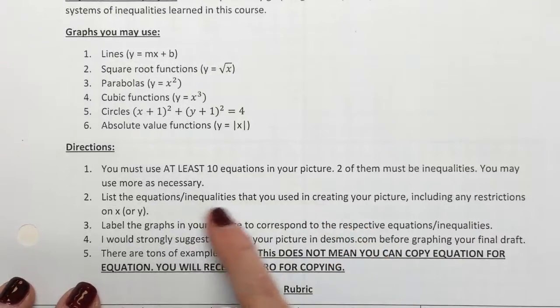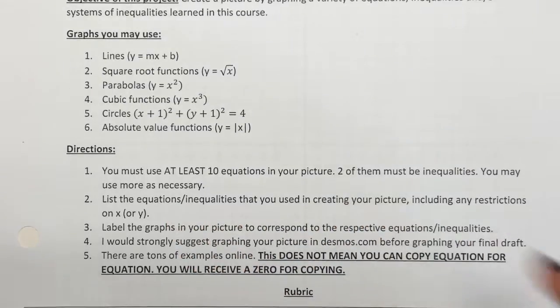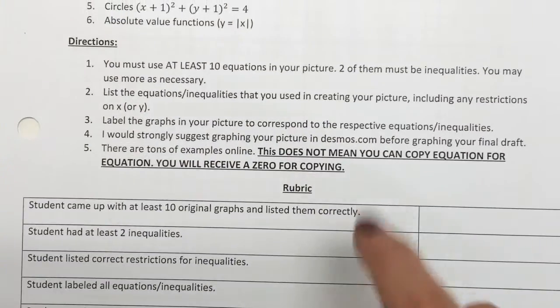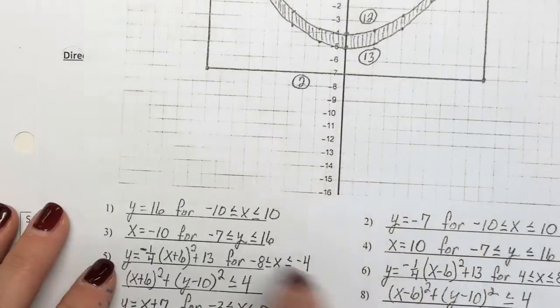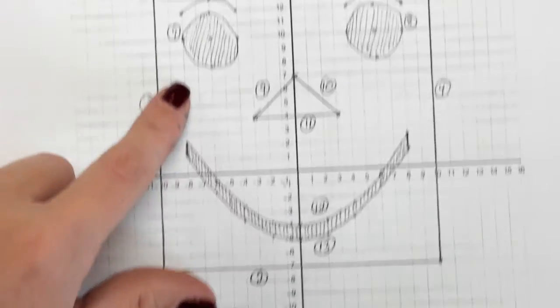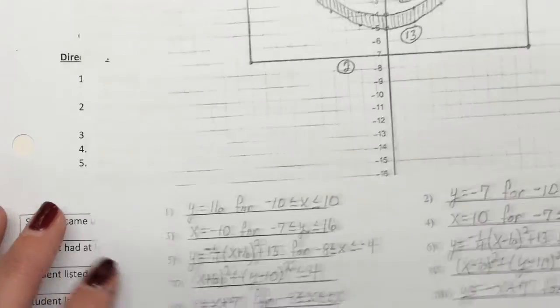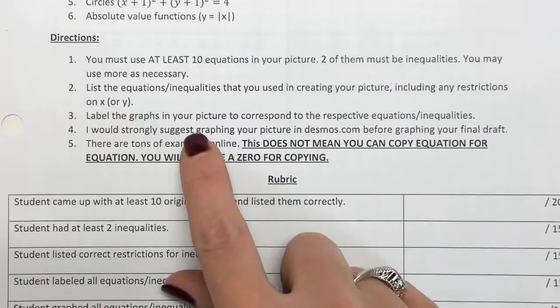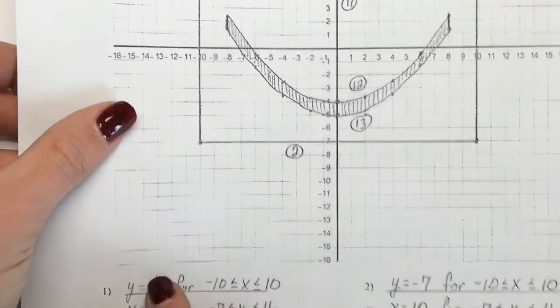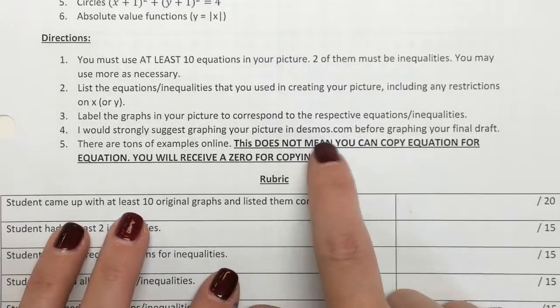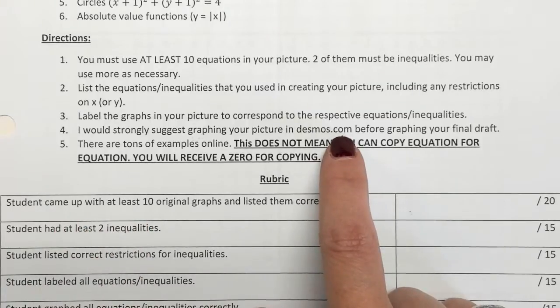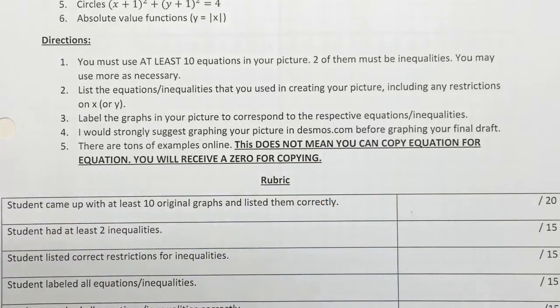You have to list the equations and inequalities that you use creating your picture on these lines. Okay? Including any restrictions. And what I mean by restrictions, let me show you the example. Like this is y equals 16, this vertical line, but it's only between x values negative 10 and 10. That's why it says that here. You'll need to label each line like so. Like this is number 1 that they had, so they put 1 beside it. You can graph your pictures at desmos.com before putting it on paper. That way you can see what it's going to look like and then use that to create your graph.